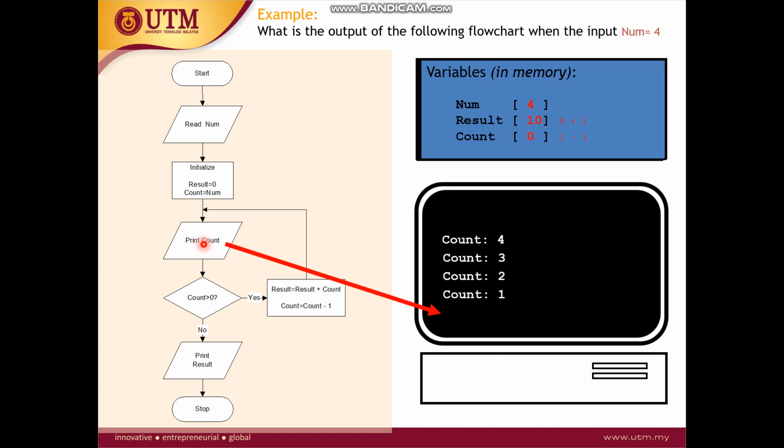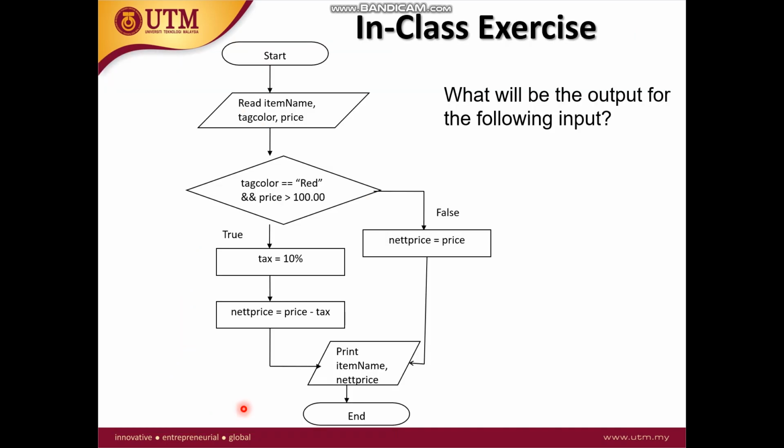This happens up to here. So we are printing count, which is 0. So 0 greater than 0, no, the program comes here, it prints the result. How much is the result? Here is 10, so it prints 10. Result is 10, and the program stops.